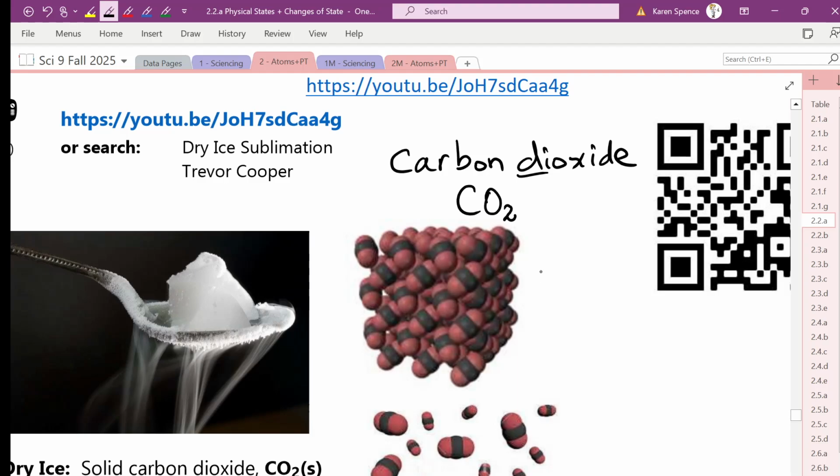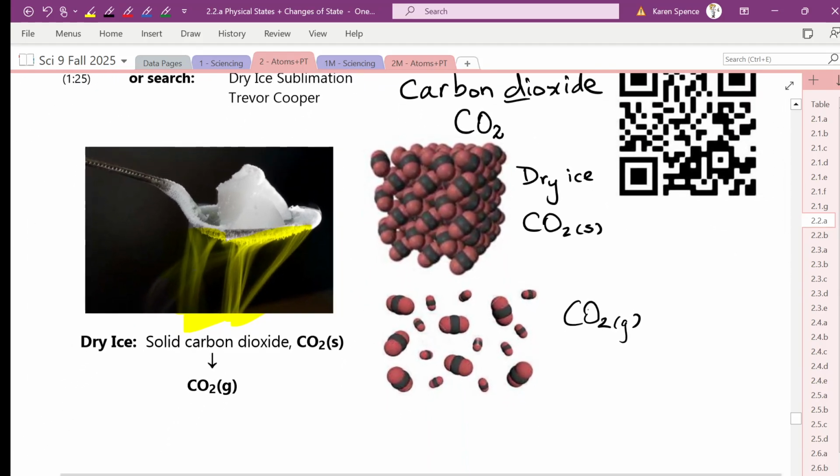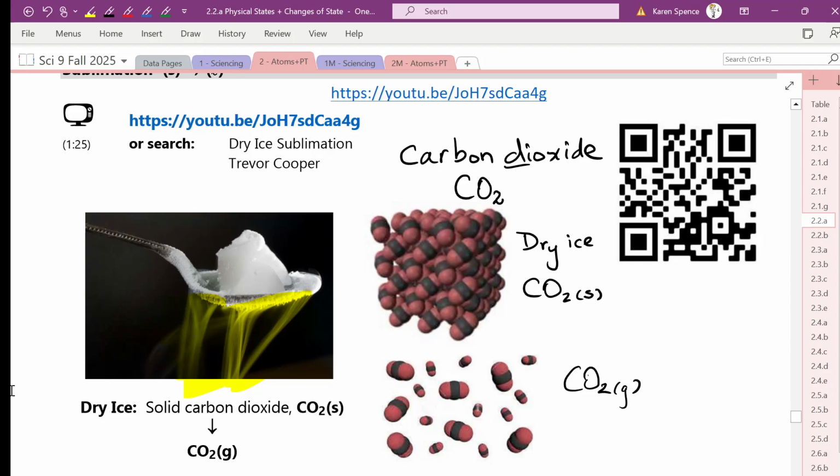And if we have dry ice, that is CO2. What state would that be? S. And you can actually see here, down in this area, what's coming off? Gas. Okay, so that is CO2 gas. And let's watch a little video of some sublimation.